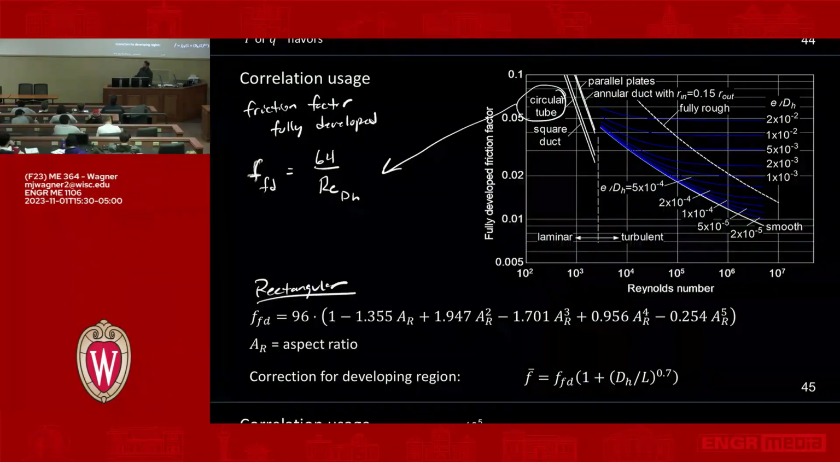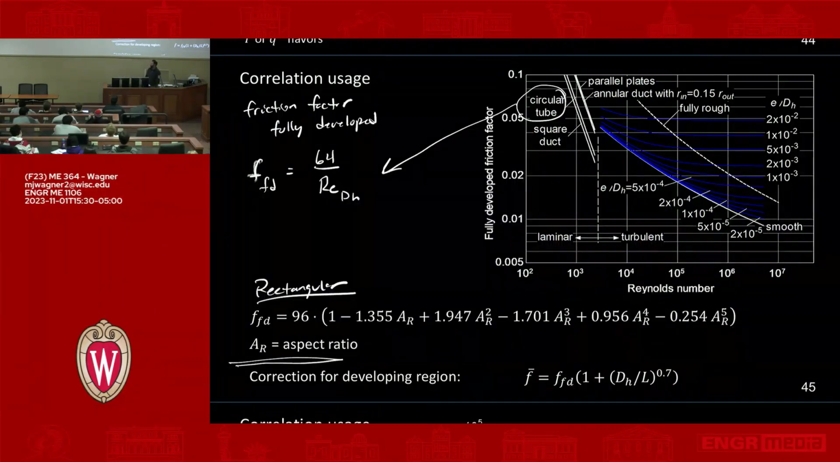If you want to account for the developing region, this is a separate note down here, you can do that with this correction. So you take the fully developed friction factor and then scale it according to this formula. All right? So this is an example of the correlation.